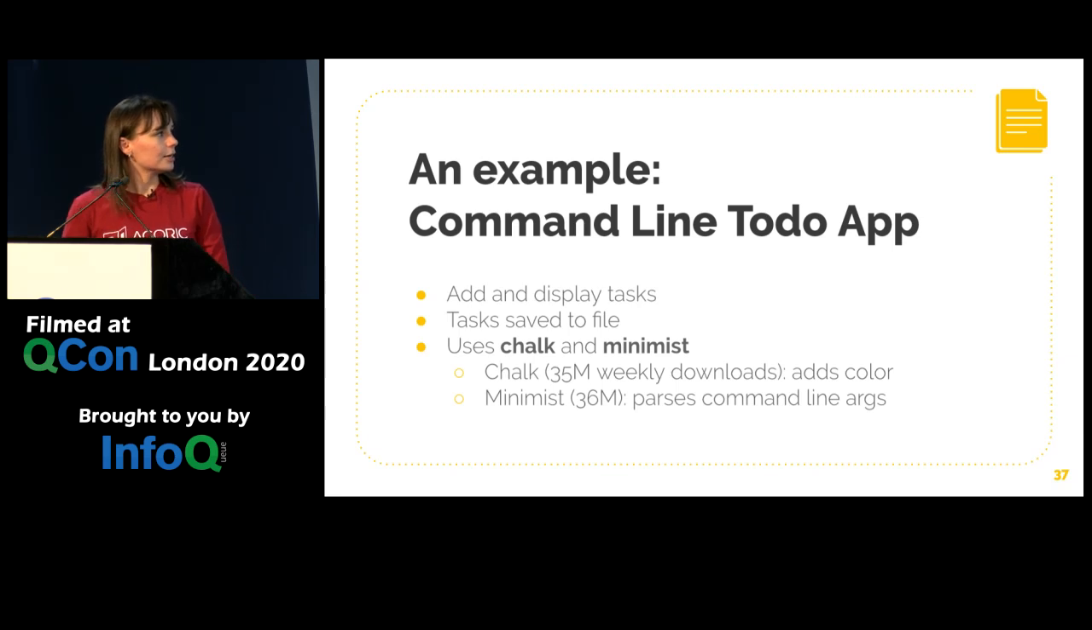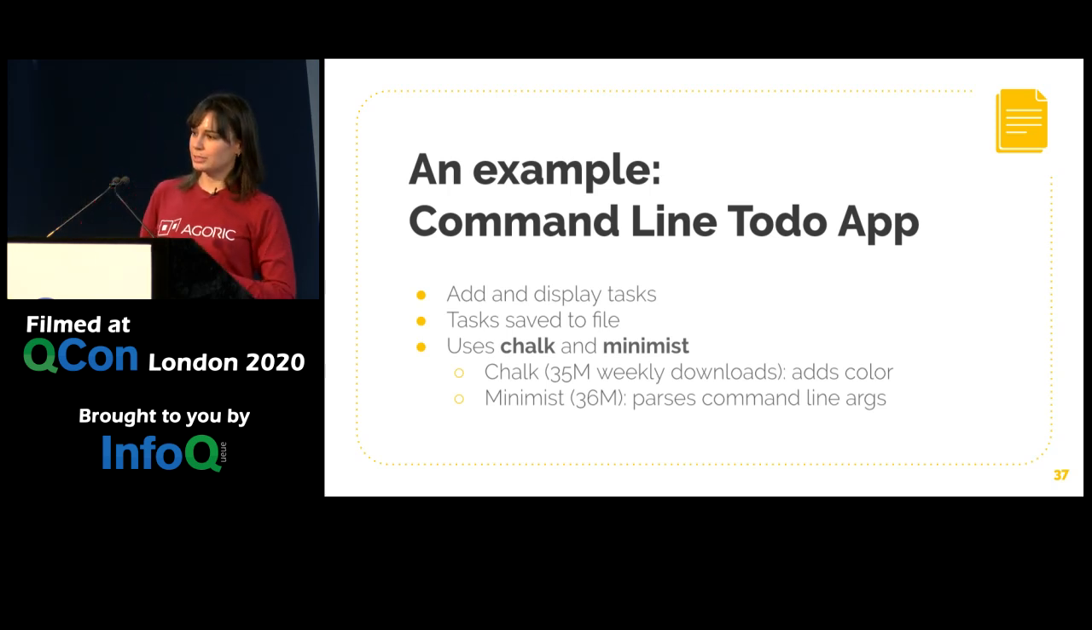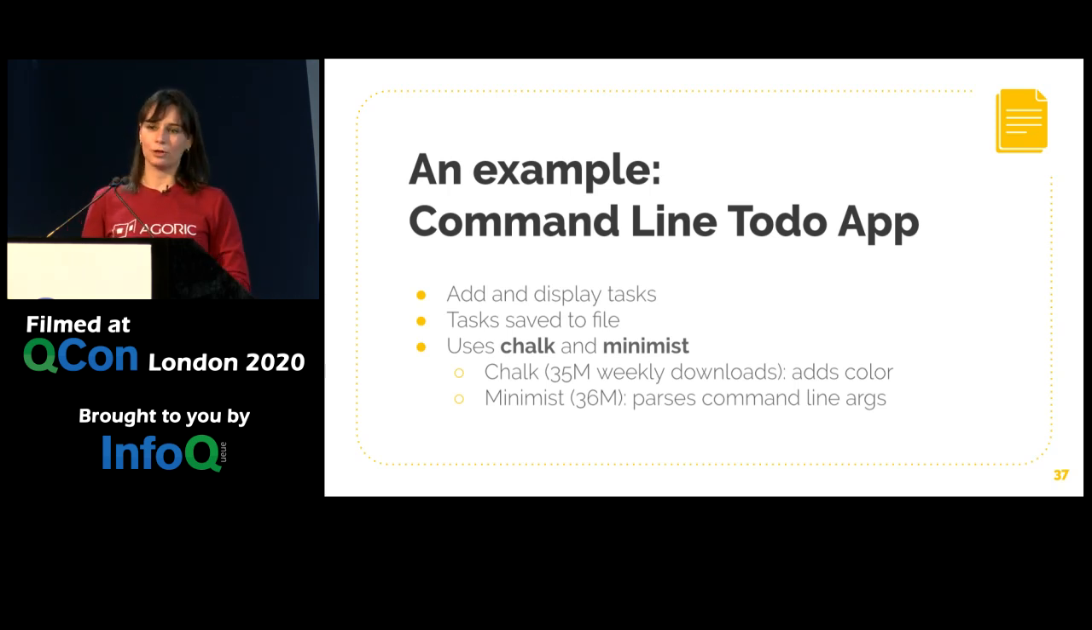So let's look at an example. Let's do a simple command line to-do app. We're only going to be able to add and display tasks. We're not going to be able to delete them. And the tasks are just going to be saved to a file. Right? So it's going to be very, very simple. And we're going to use two packages. We're going to use Chalk and Minimist, both of which have over 35 million weekly downloads.